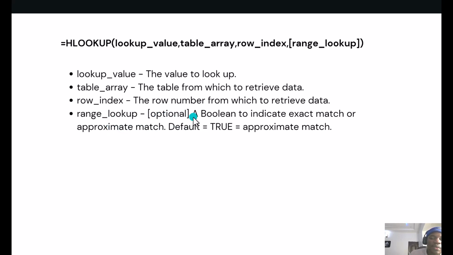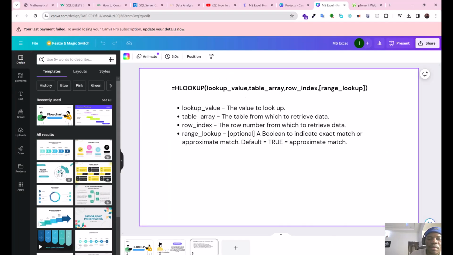Now we also have what is called the range lookup. This is optional actually, but it is a boolean to indicate either exact match or approximate match. By default, it's usually set to true, which is approximate match. But most of the times you are going to be working with data, we are going to be declaring it to false. We just need only the exact match, not approximate match.